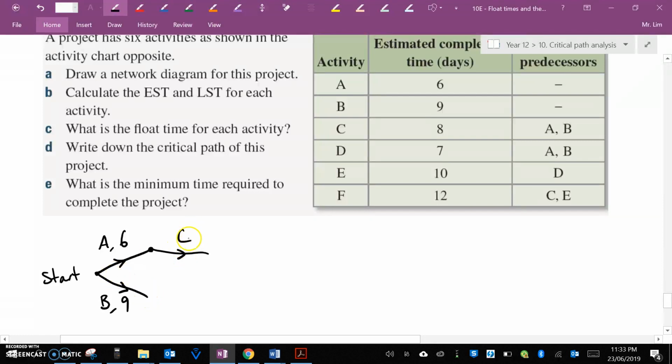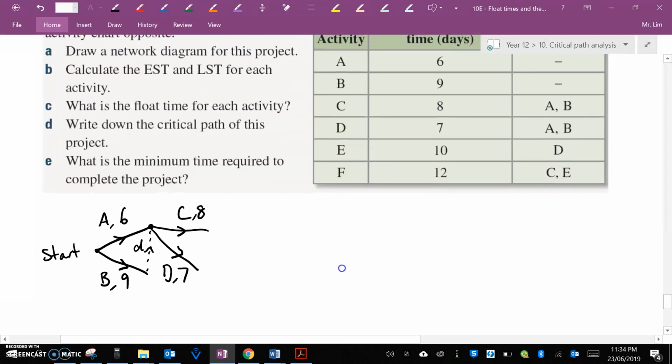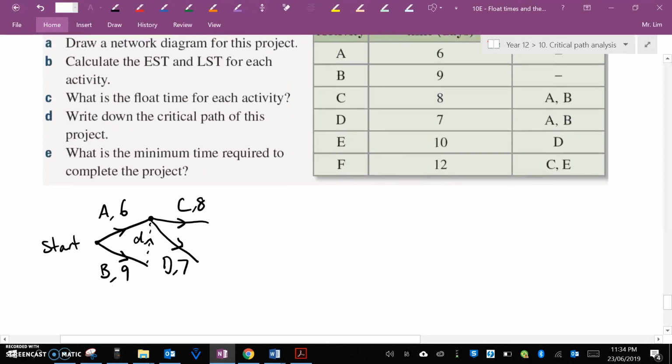So here we can see that C is connected to A, but C is also connected to B. So I need to draw in my dummy. And C is 8. And both A and B are also connected to D. Let's draw that arrow again. Capital D, which is 7. We can see here that D is, oh sorry, I forgot to do this. Finish. So here we've got A, B, C, D, and E, but we don't have F, so it's going to finish at F.